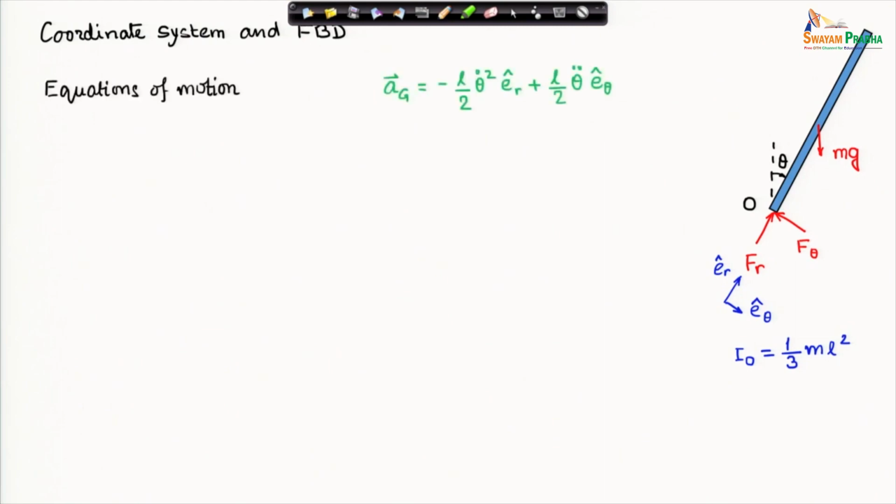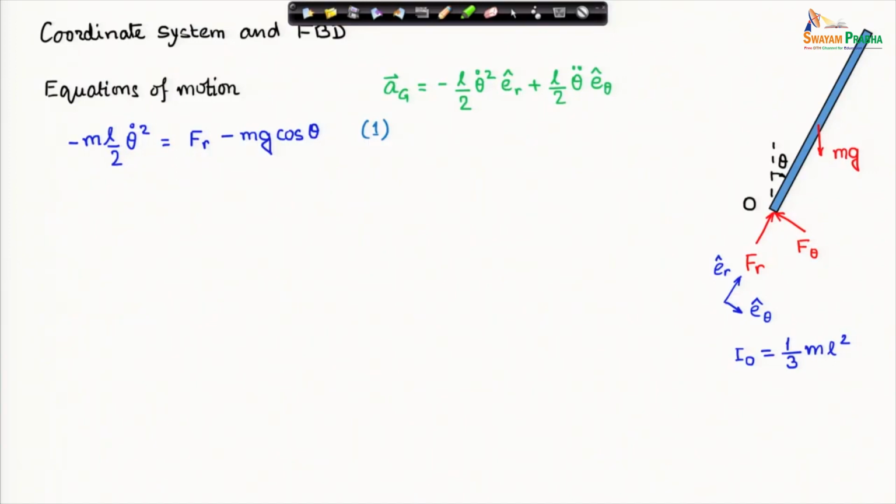Now, equations of motion, the translational dynamics will be written for the center of mass as usual. Therefore, I need the acceleration of the center of mass, and writing the acceleration is straightforward. In this case, it is in the plane polar coordinates. Only thing, the radial coordinate is not changing. Therefore, I have this as the acceleration expression a g.